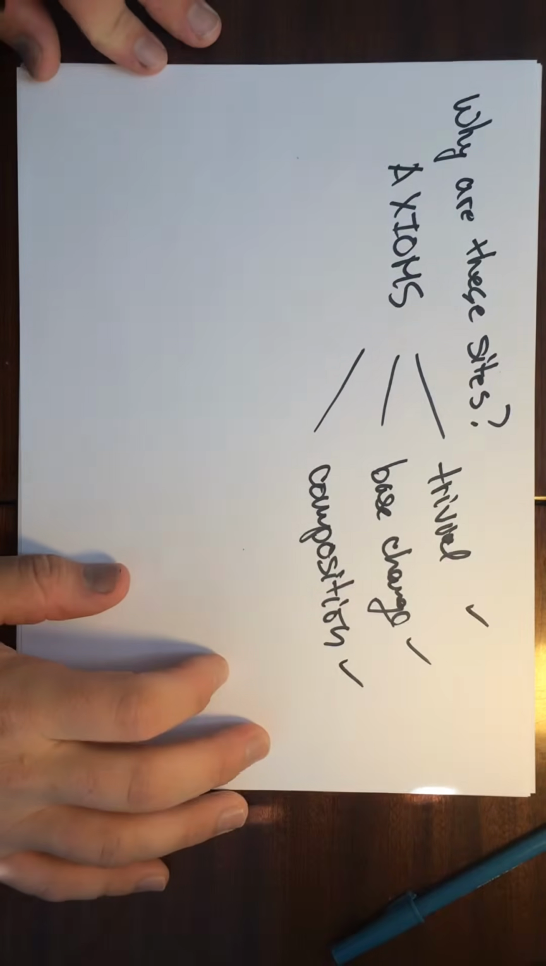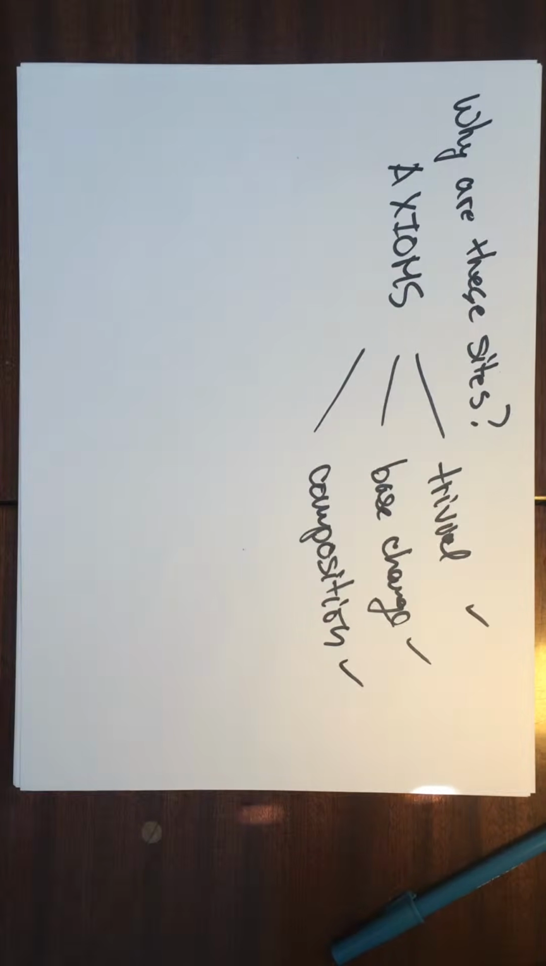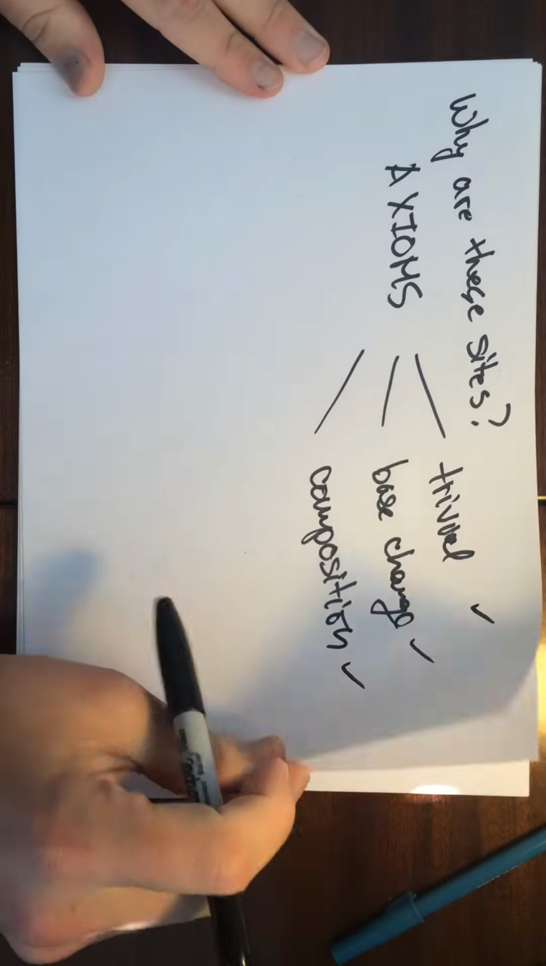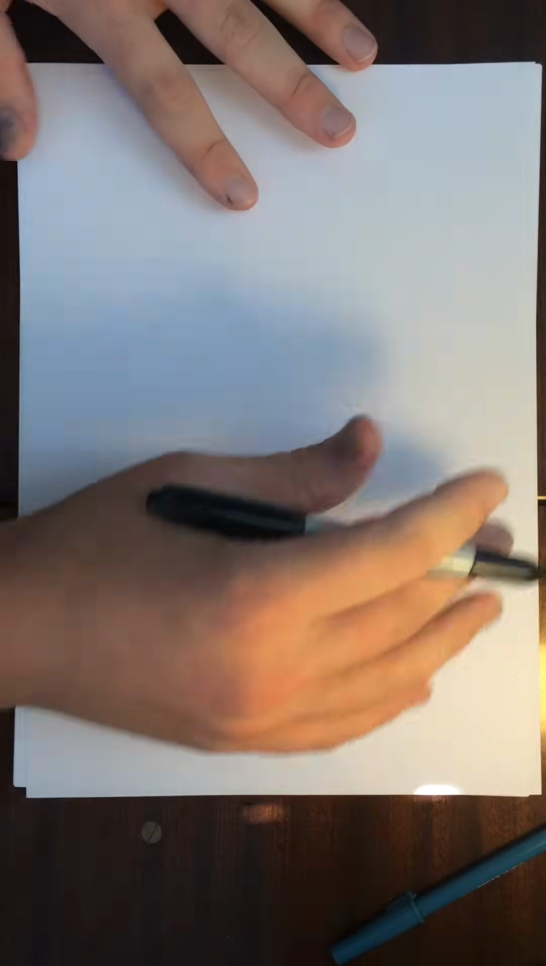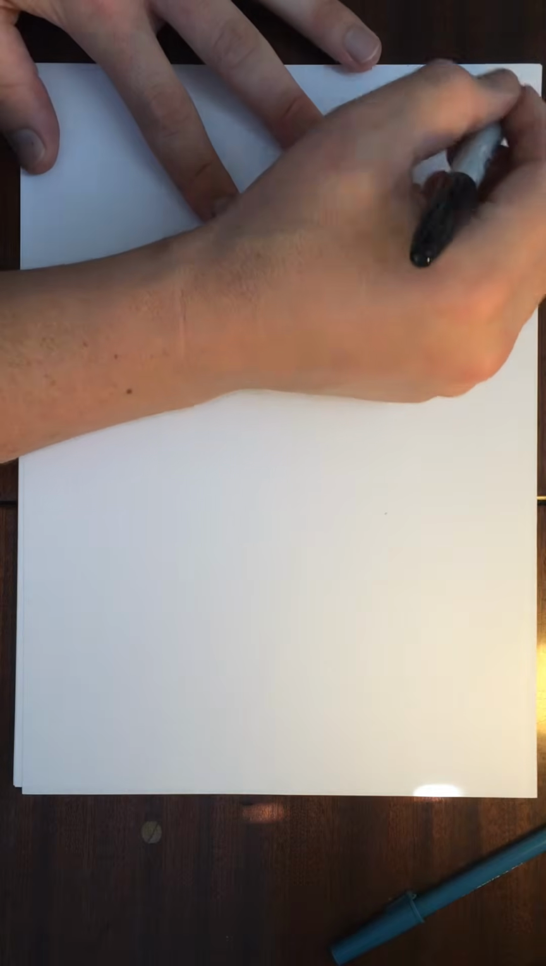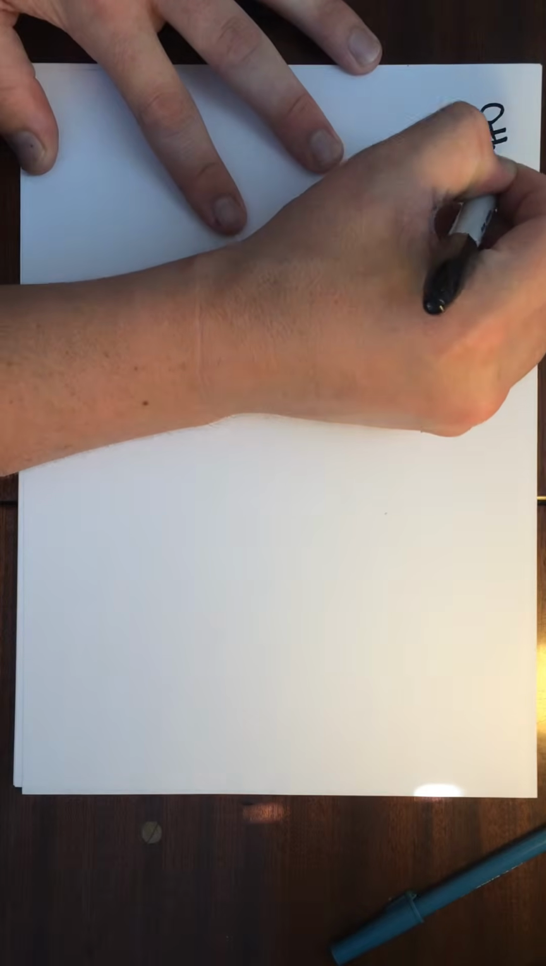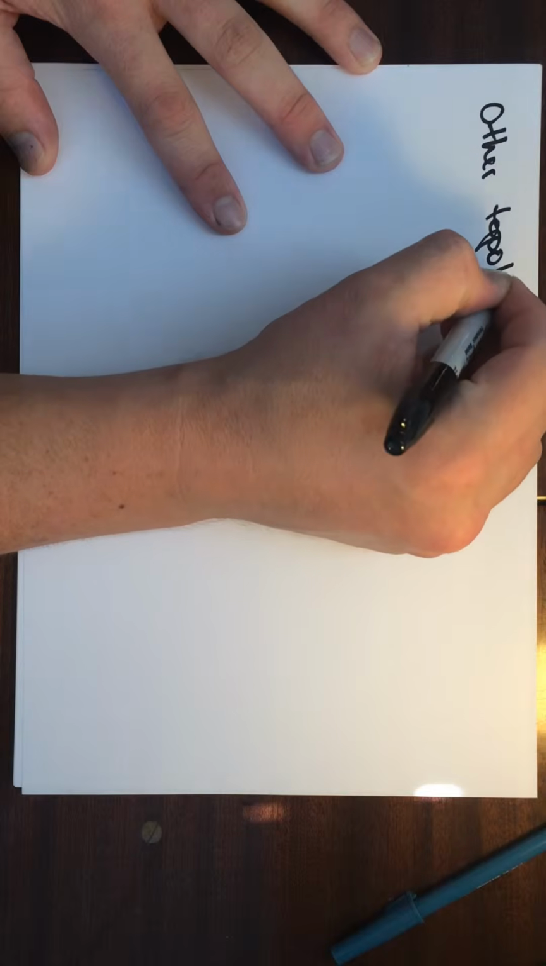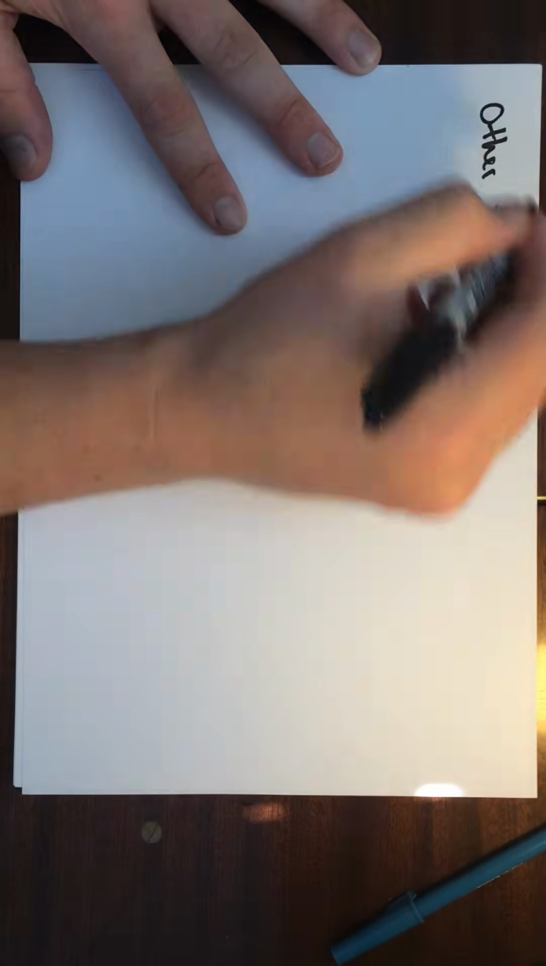So this is a continuation of the video for sites, and now what I'm going to do is talk about the big, small, and relative big sites for a type of map. So what we're going to want to do is consider other topologies.